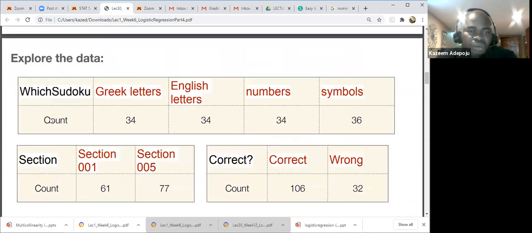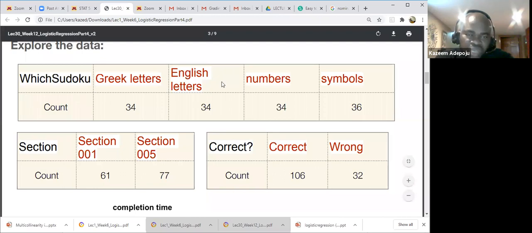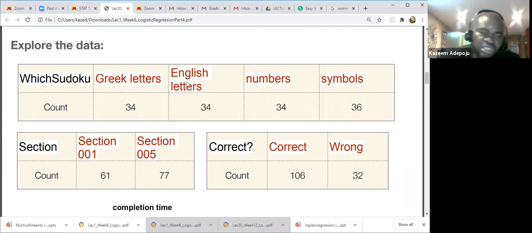Based on the data that we have, the number of cans for the Greek letters is 34, the English letters 34, the numbers 34, and symbols 36. Don't forget that this is talking about the Sudoku game. We got 4 different kinds of Sudoku game. So it means 34 students actually attempted that one, and 34 for this, 34 for that, and 36 for that.